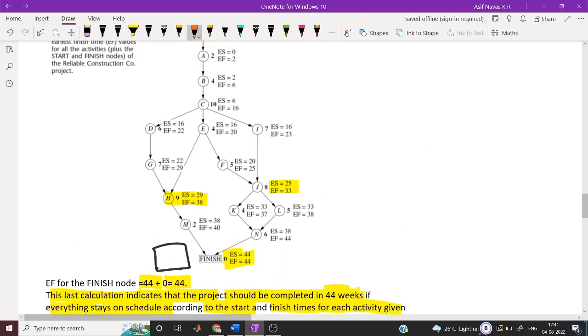LF is the LS of this, so that is 44. LS is 44 minus 0, which is 44. Now similarly here.